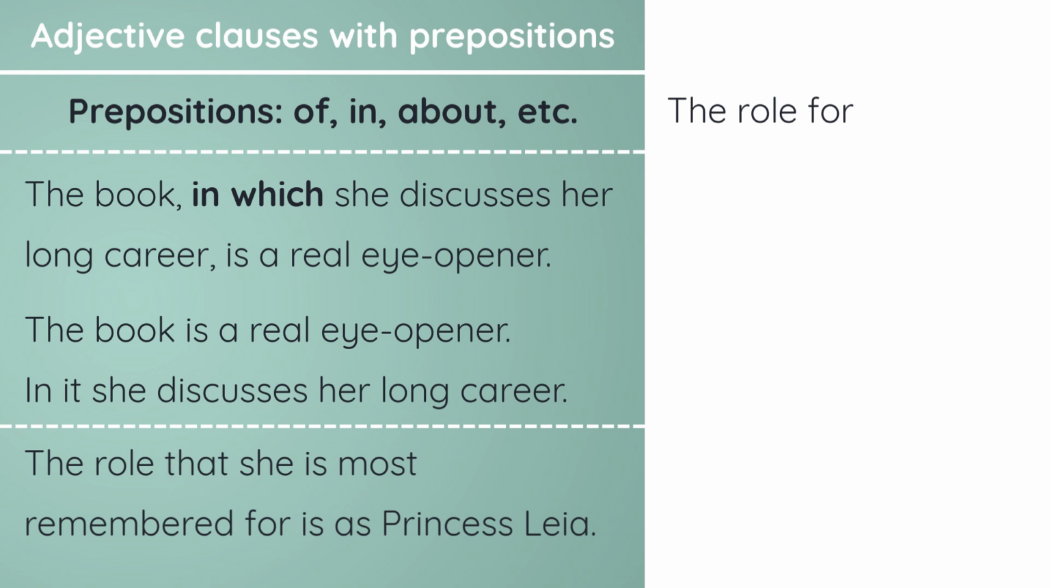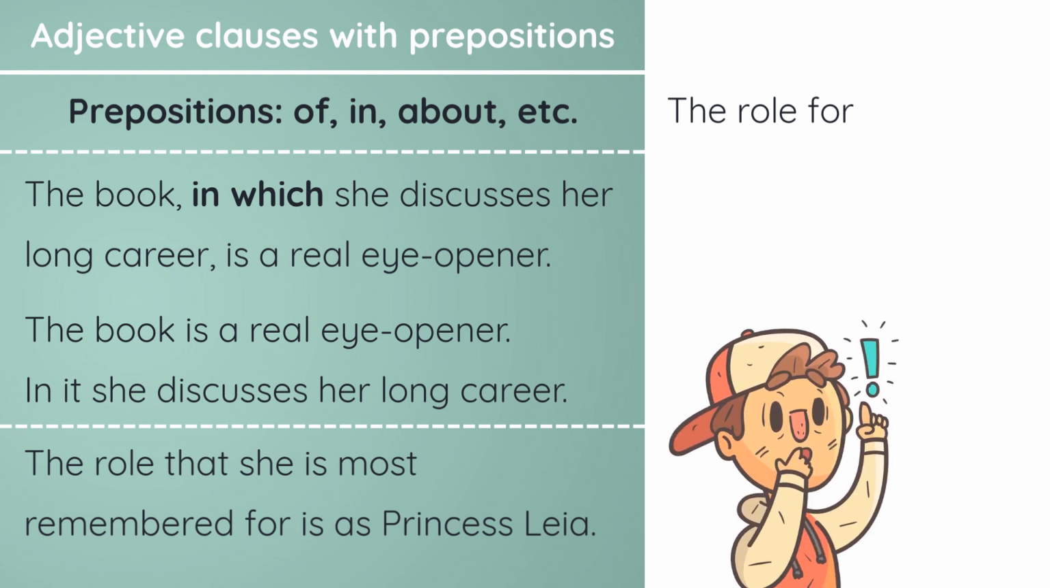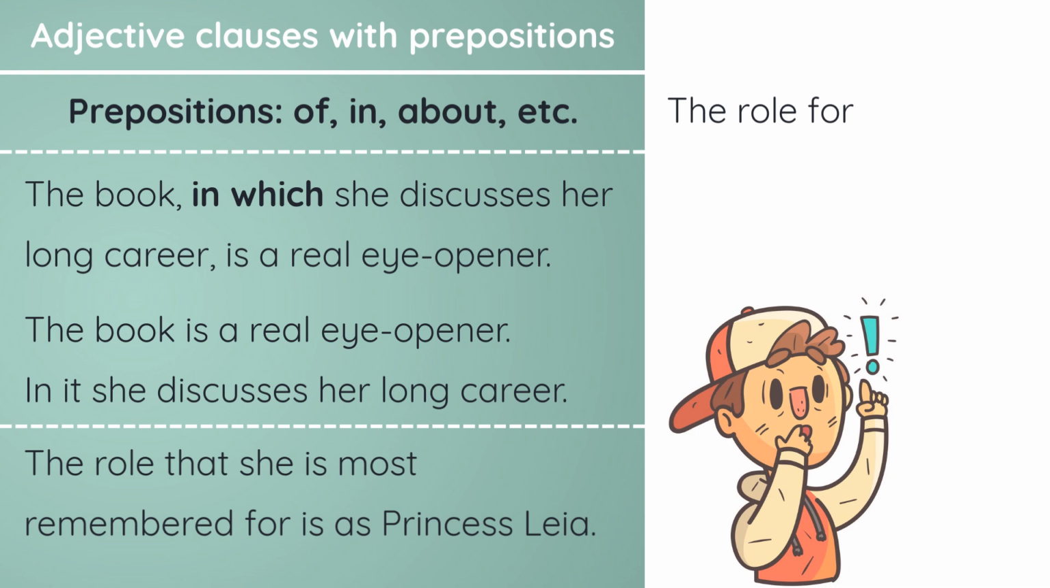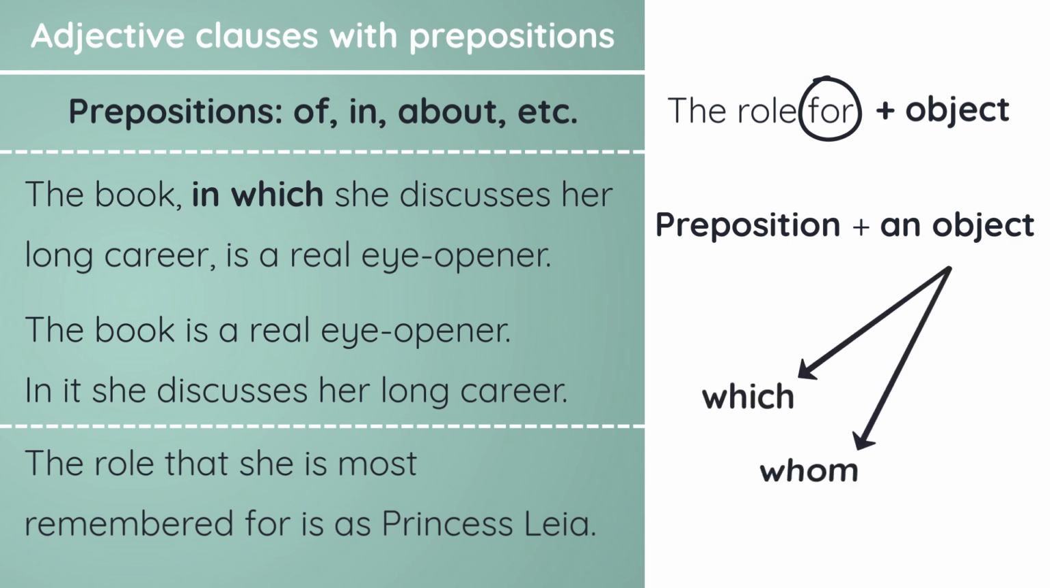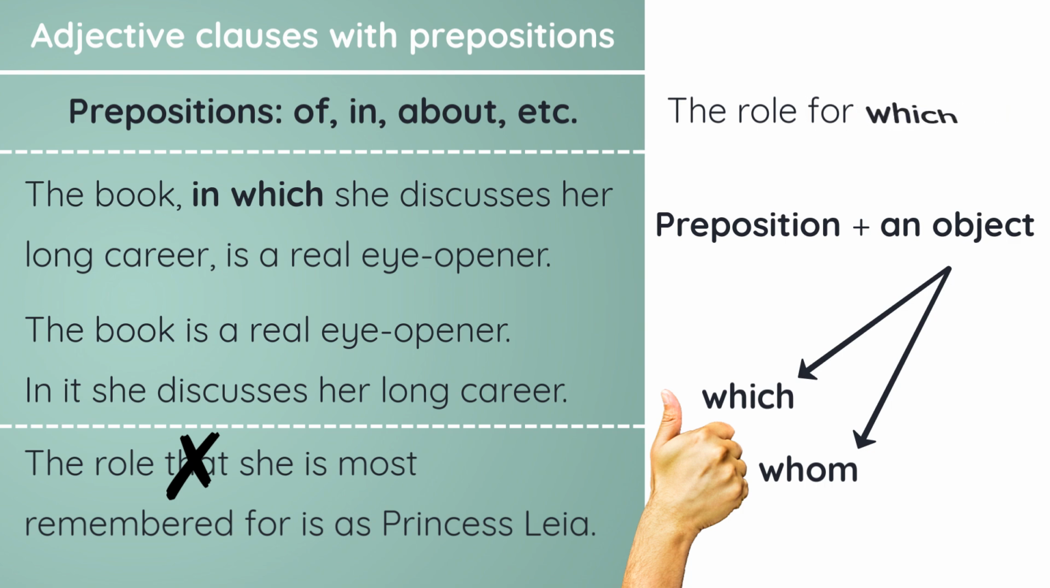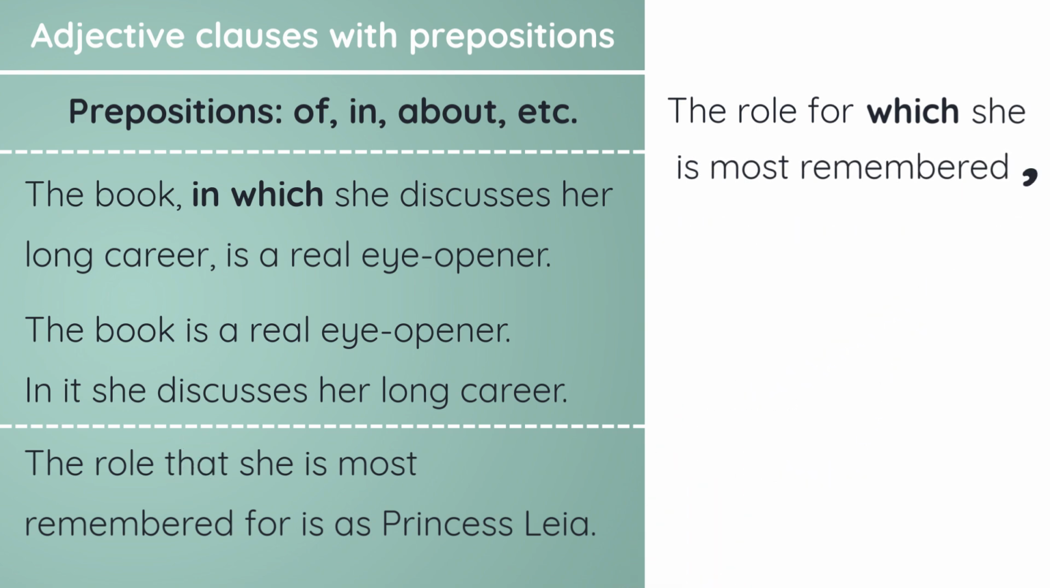The role for. Now, one thing you need to remember about adjective clauses with prepositions: prepositions must be followed by an object, okay? After a preposition, you're going to have an object. So in this case, you can only use which or whom. You can't use that. You can't use who. You have to use which or whom after the preposition because these are going to be the object of the preposition. So I have to take out that and I have to put which. The role for which she's most remembered is Princess Leia.